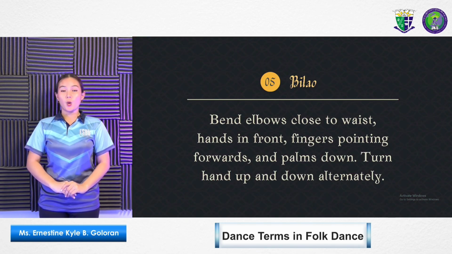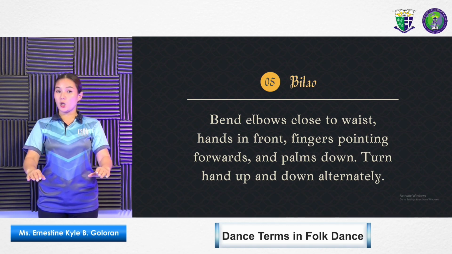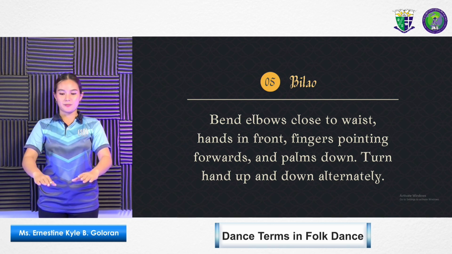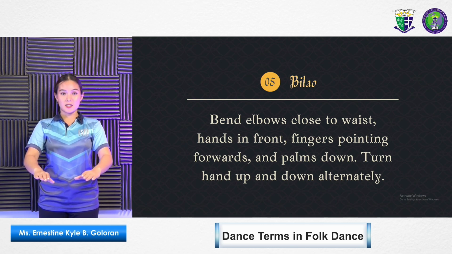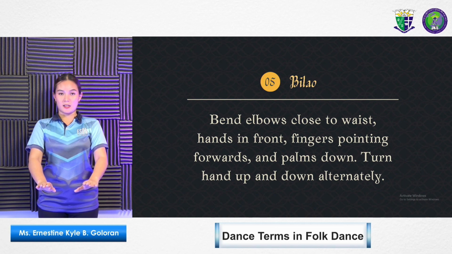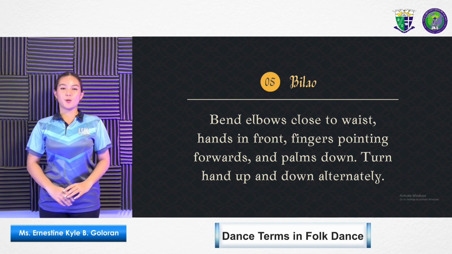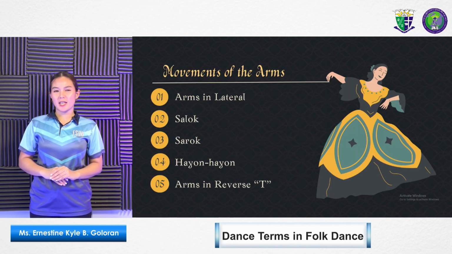Last one, we have the Bilao. So bend elbows close to waist. So this is your elbow, so it should be close to your waist. Hands in front, fingers pointing forwards, and palms down. Turn the hand up and down alternately, like this. Up, down, up, down. So that is Bilao. Now let's move on to the movement of the arms.